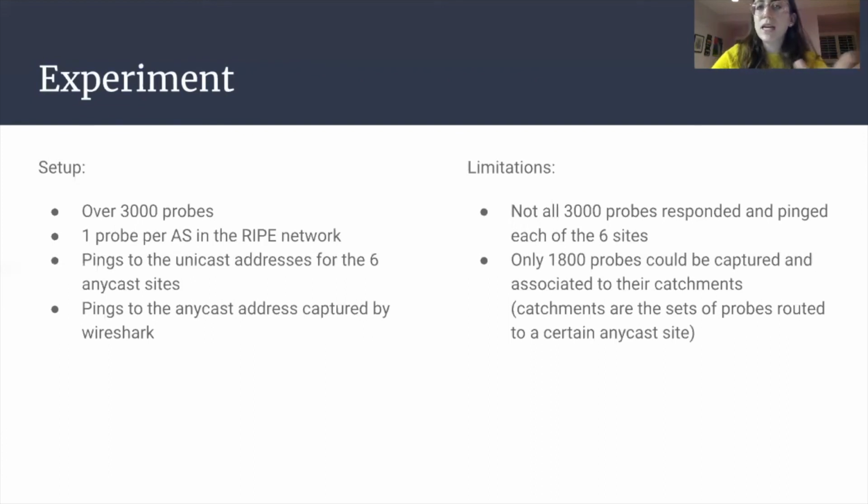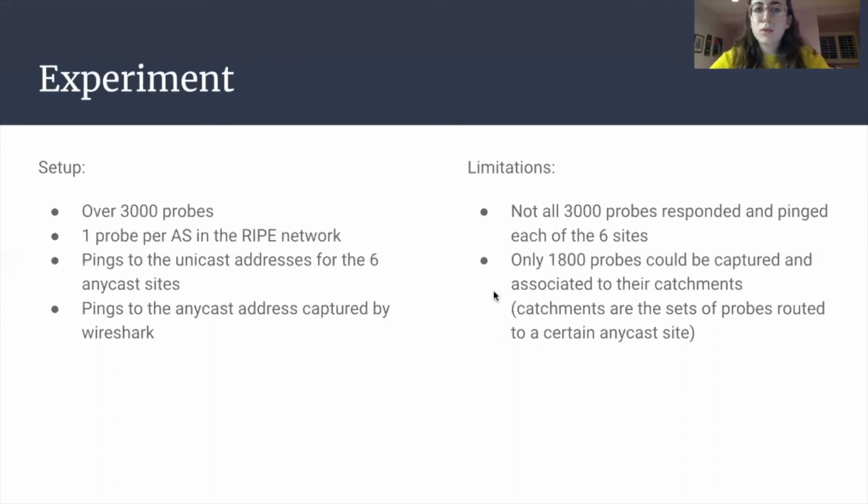Some of the limitations for my experiment were that not all 3,000 probes responded and pinged each of those sites. So that reduced by about 100 the number of probes that we could use. And also only about 1,800 probes could be captured and associated to their catchments. In this last measurement set where I pinged the Anycast address, we used Wireshark to capture the packets from these probes in order to match the probes to the site that they went to. So the catchments were the set of probes routed to a certain Anycast site.